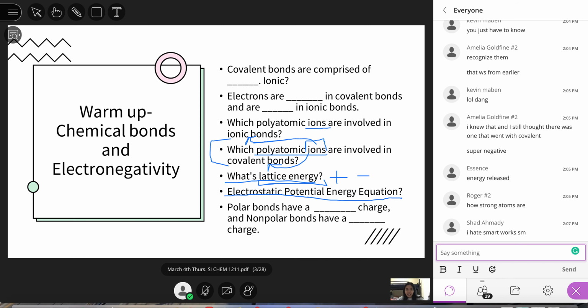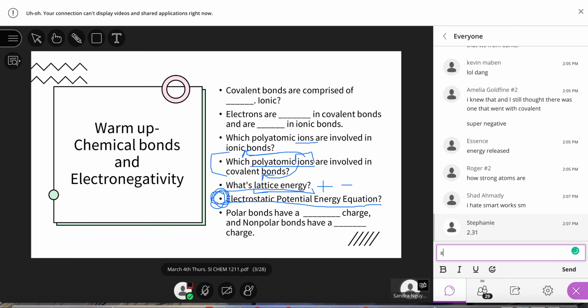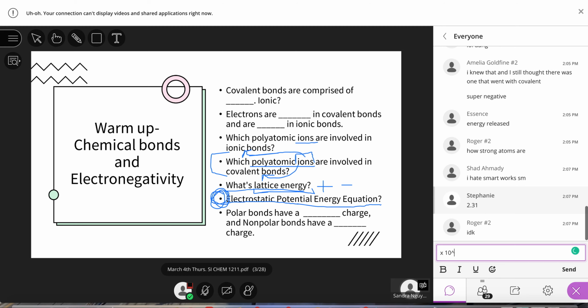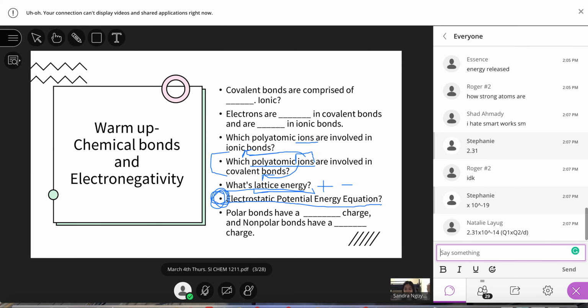What about the electrostatic potential energy equation? I would really highly suggest you memorize this. Maybe you know that. What is it? Does anyone know? Some of you have gone to my sessions, so you know what this is. Do you remember? It's also in the textbook. If you don't know, you can just write, I don't know. If that's okay. 2.31. Okay, what else is there? You don't know? Okay. Does anyone else know? Okay.